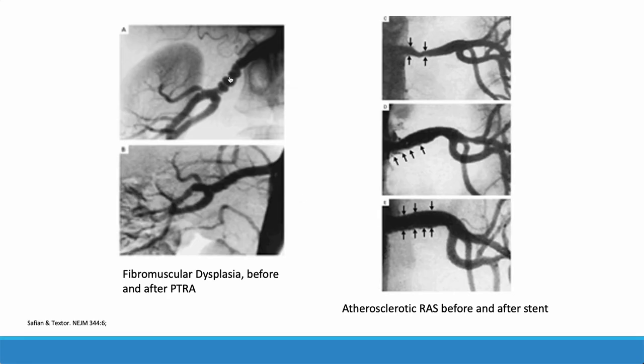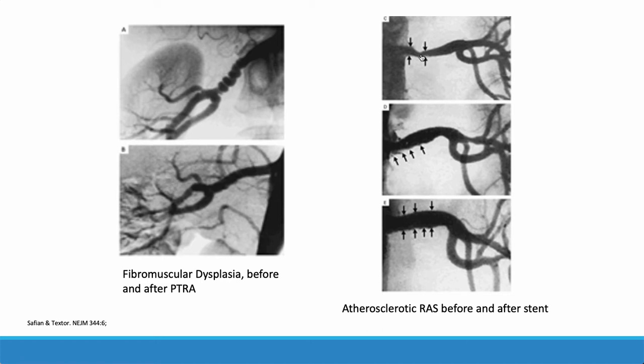Here are pictures of fibromuscular dysplasia. You can see it has this weird sort of tortuous appearance. And when we put a stent in there and fix it, we restore the blood flow, and it looks great.